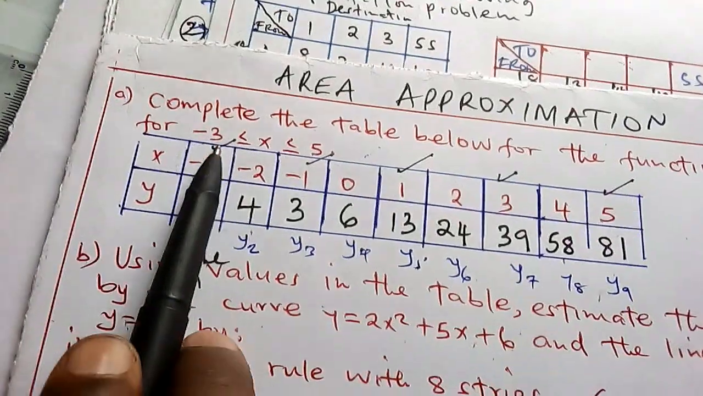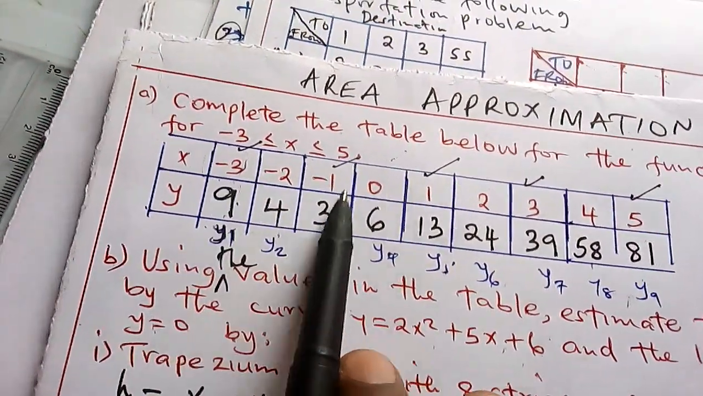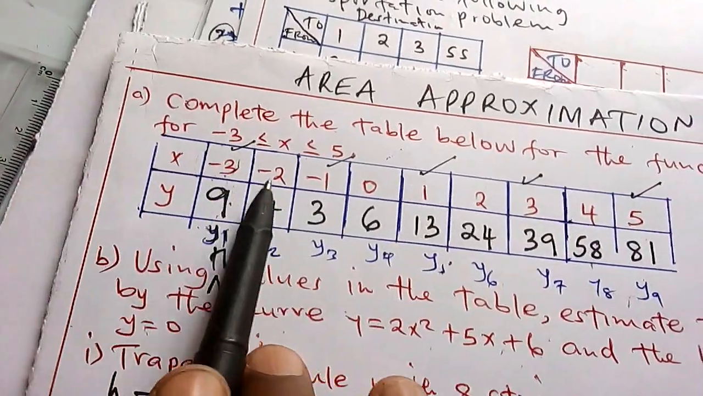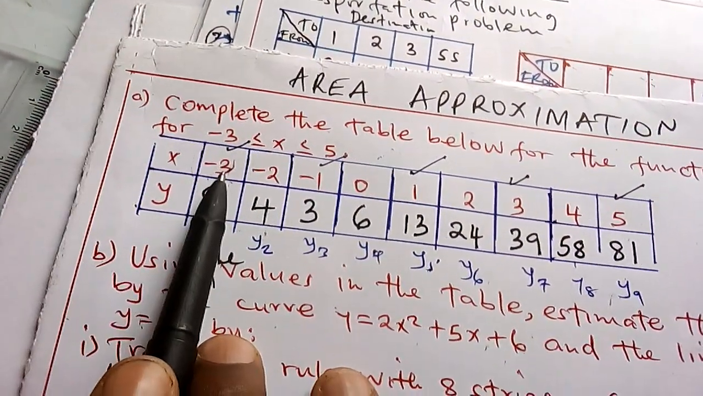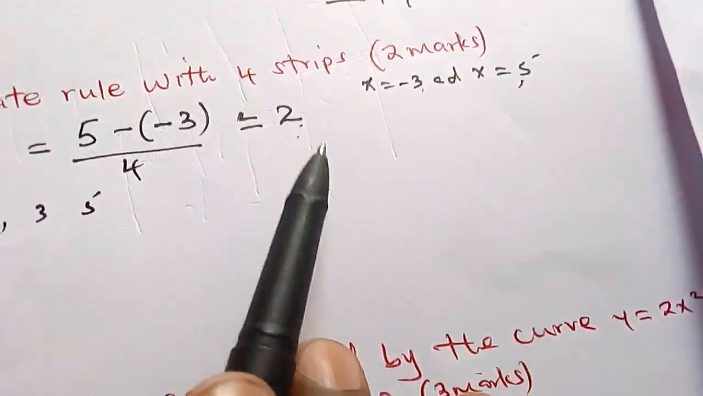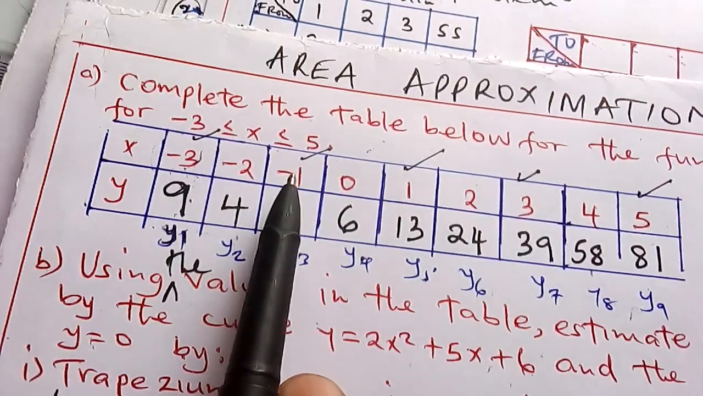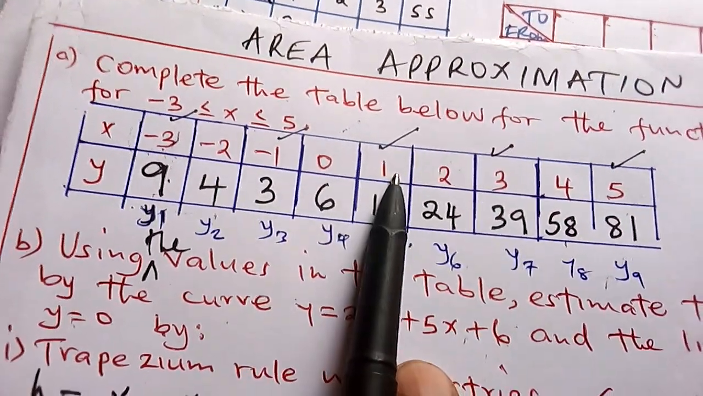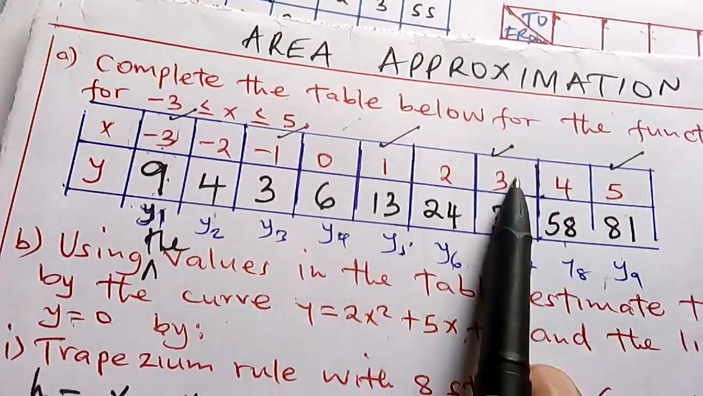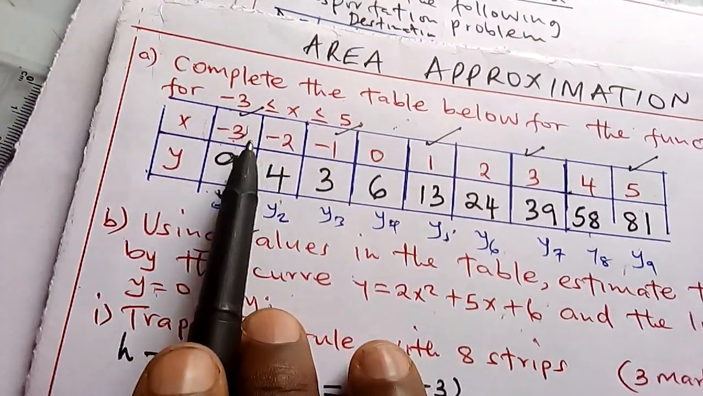So 4 strips. So we have -3, negative 2 because this range. So negative 3 plus 2, which is our height here, you get negative 1. Negative 1 plus 2, you get 1. 1 plus 2, you get 3. 3 plus 2, you get 5. Then from there, you write down the mids.